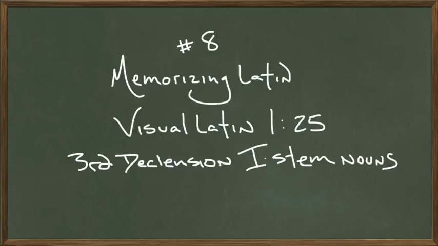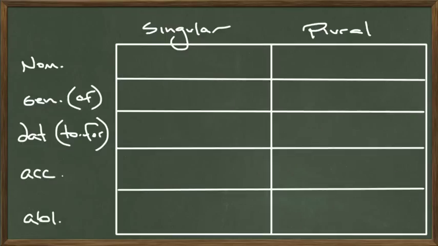This is from Visual Latin 1, Lesson 25, and today we're talking about third declension I stem nouns. Let's jump in. First, let's start with the third declension endings.